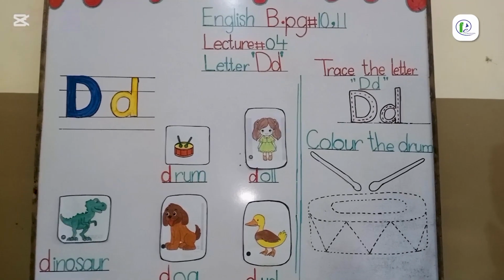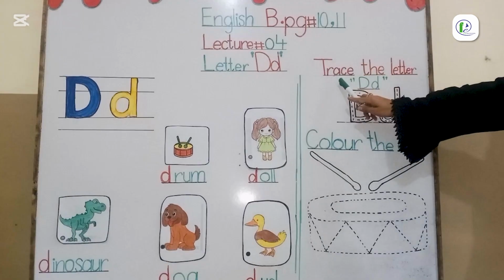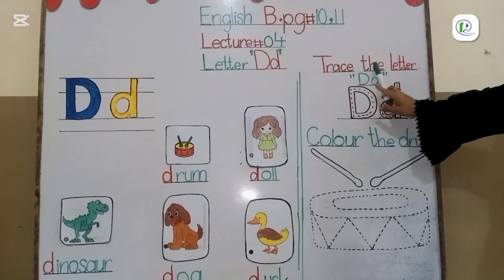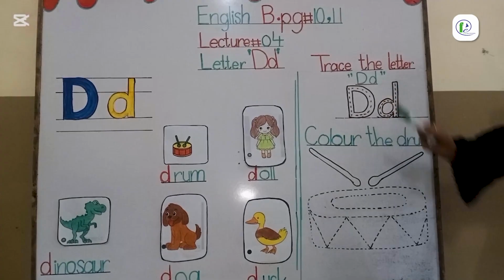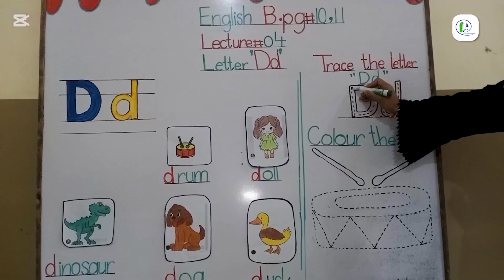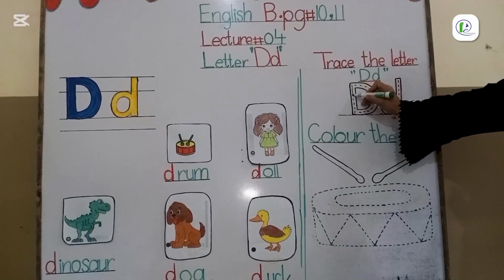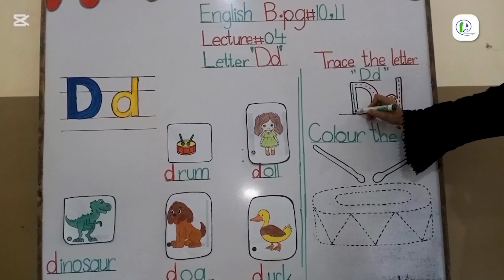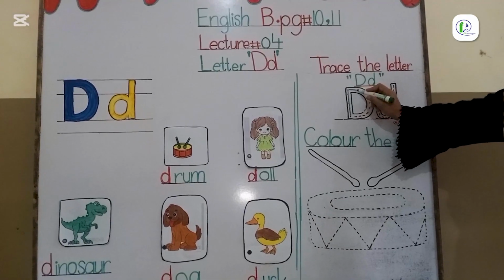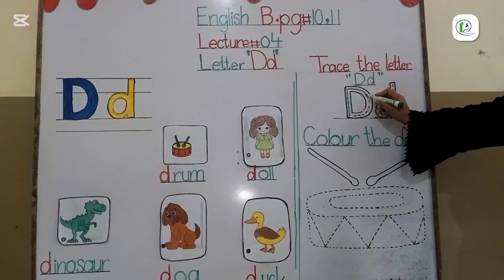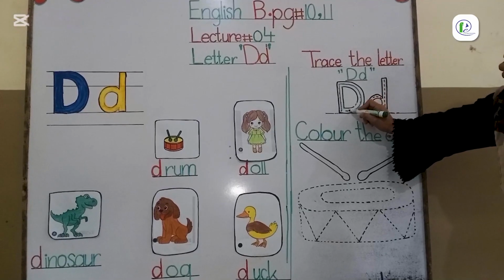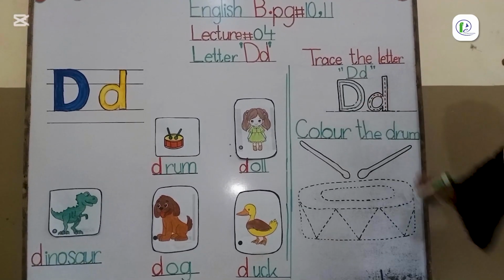Now open your book page number 11. Trace the letter D. How to trace? Trace with me. First the standing line, join, join, join, and move like that, round, round, and join the dots.